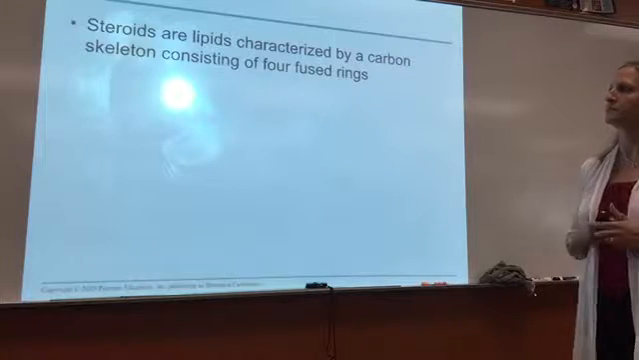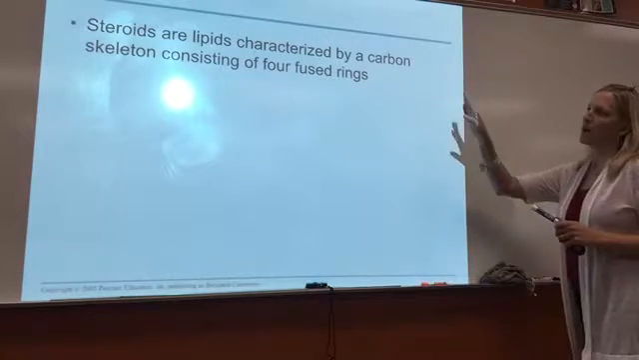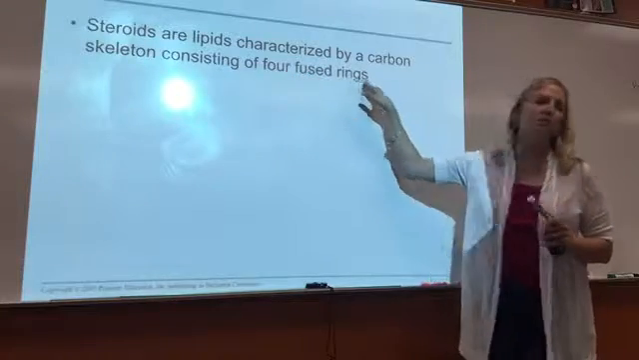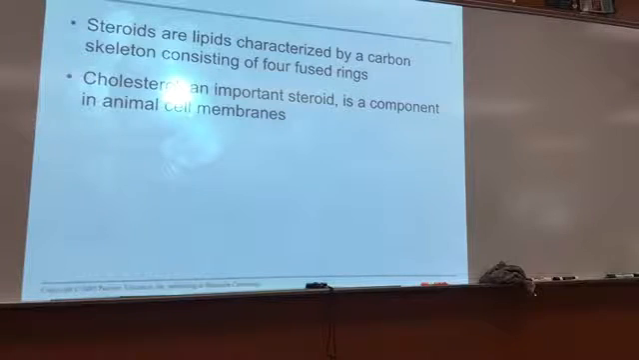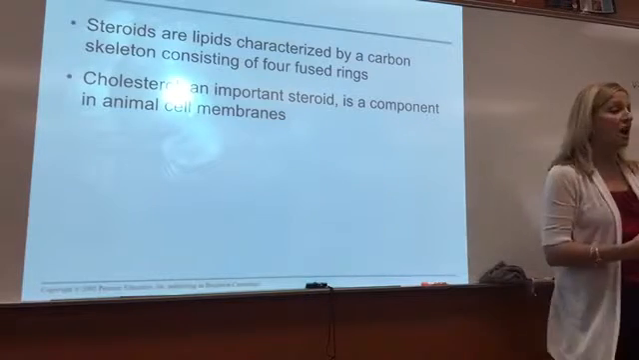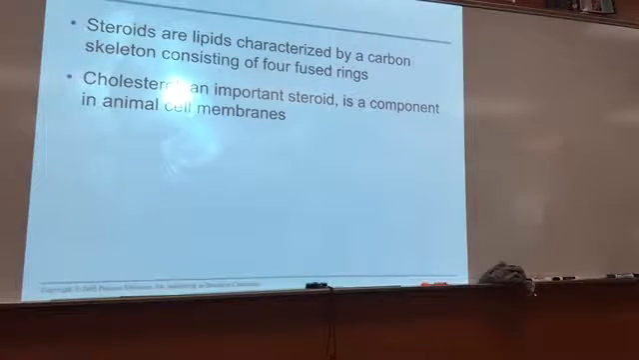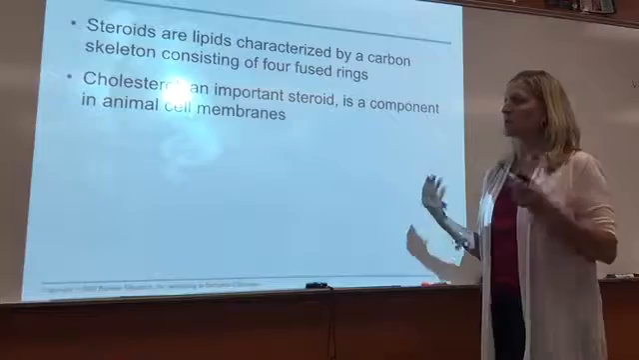So the last category of lipids are called steroids. And steroids have a very unique structure, different than phospholipids and triglycerides, which were similar. This is very unique. They have a carbon skeleton consisting of 4 fused rings. You'll see that in the picture in just a second. Cholesterol is an example of a steroid, a very popular example. It is important because it is also found in animal cell membranes. So we have cholesterol in our membranes. We'll talk later on in the course about the role of that cholesterol in the membrane, but some cholesterol is good.